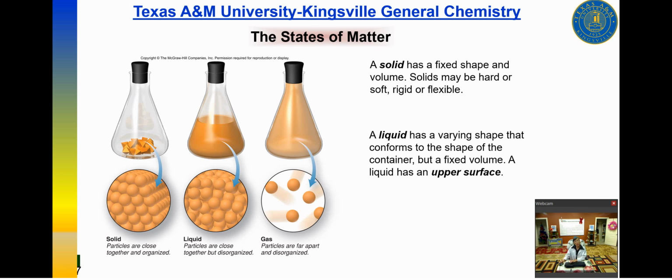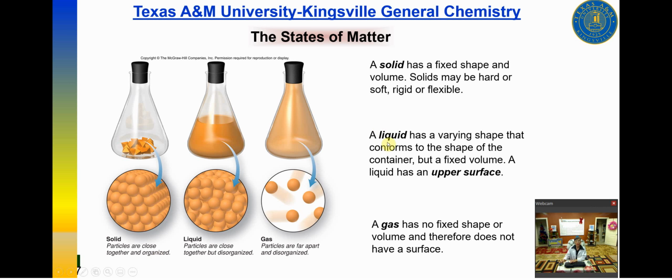For most substances, we have 3 different states. The first is called solid, the second liquid, the third gas. Your solid phase has a fixed shape and fixed volume. Your solid can be hard or soft, rigid or flexible. Solid particles are closely packed together and highly organized.